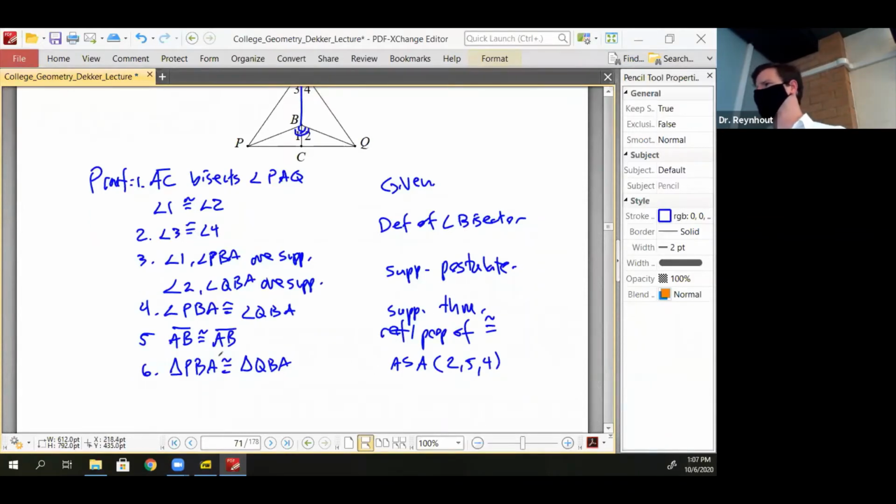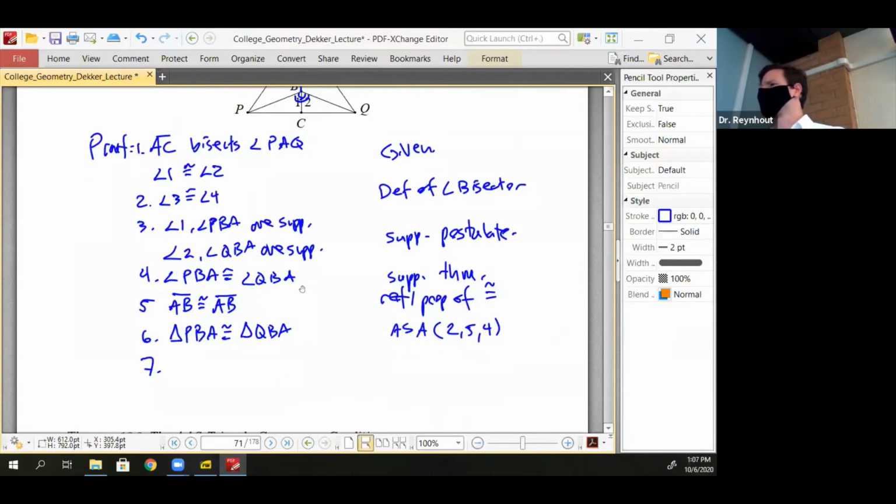Okay, so what does that do for us? Well, that gets us that this side and this side must be congruent because we have congruent triangles. So let's see here. AP is congruent to AQ. AP is congruent to AQ. And that is by the definition of congruent triangles. Excellent, we're done. Indicate the end of the proof.